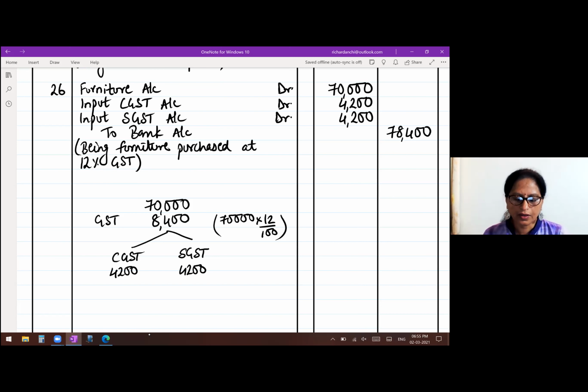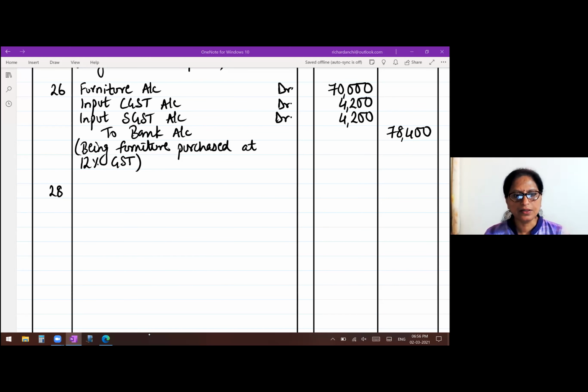Next transaction. Now this transaction is on 28th. Sold motor car worth rupees 1 lakh at 18% GST and sale proceeds credited to our account. Okay. So to our account means it is bank account. Now you are selling here. Okay, we have done transactions of purchase. Now you're selling with GST. So you're selling a motor car of 1 lakh at 18% GST and sale proceeds credited to bank. So bank is the receiver and the motor car is going out.